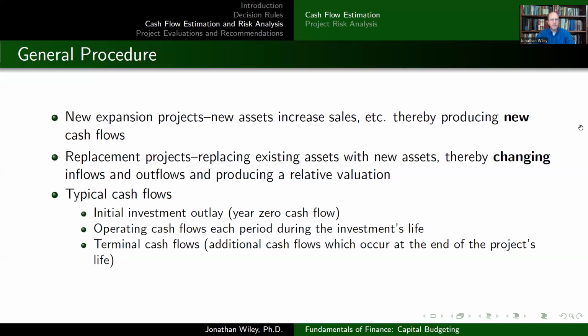So ultimately, you have basically that initial cash flow, the things that happen year by year, and then you have some extra unusual cash flows that happen at the very end of the project's life, typically. And that's how things generally work out overall when evaluating the cash flows associated with the capital budgeting project.